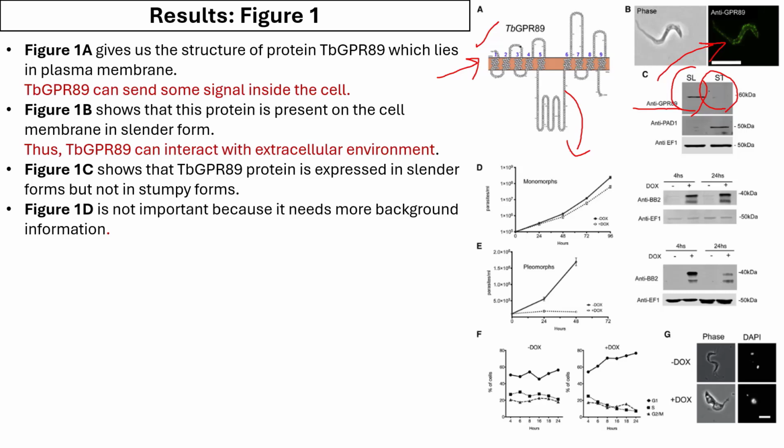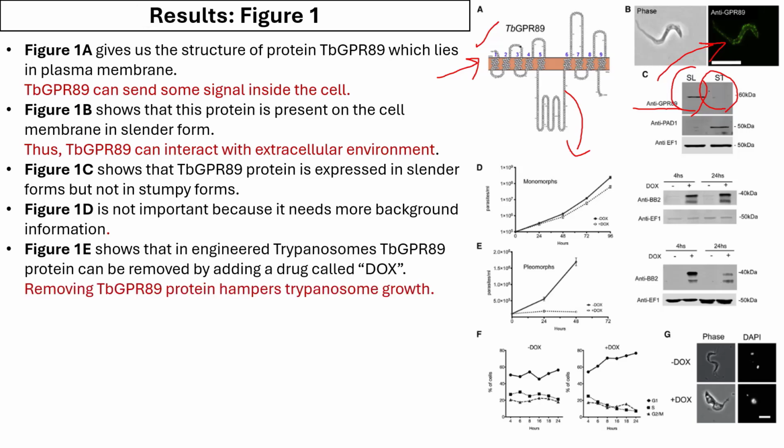Figure 1D is not important because you need more information on understanding what monomorphs and pleomorphs are. Okay, in figure 1E, you need to understand one thing, that trypanosomes can be genetically engineered to increase or decrease the expression of a protein. So in this study, scientists have created a genetically engineered trypanosome from which GPR89 can be removed when they are treated with a drug called DOX.